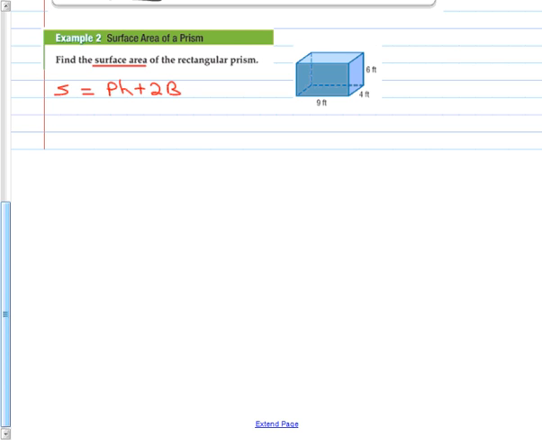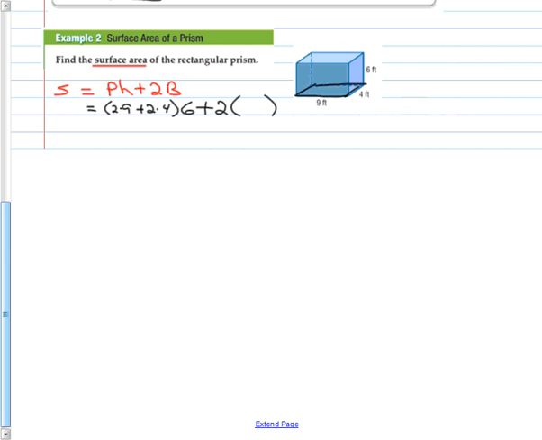So if I'm going to get the perimeter, what perimeter are we talking about? 9 plus 4 plus 9. Yeah, we're talking about the perimeter of the base. So right over here is going to be my base. So my perimeter of that base, I could call it 2 times 9 plus 2 times 4. That would be my perimeter. What's my height? 6 plus twice the area of the base.